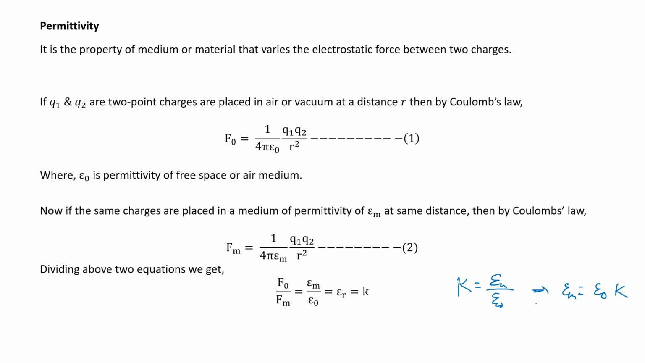This means the permittivity of a medium is always larger than that of free space, and if it is larger, the force becomes smaller. Okay, I hope you understood all this about permittivity and Coulomb's law. Thank you for today's class. See you in the next video.